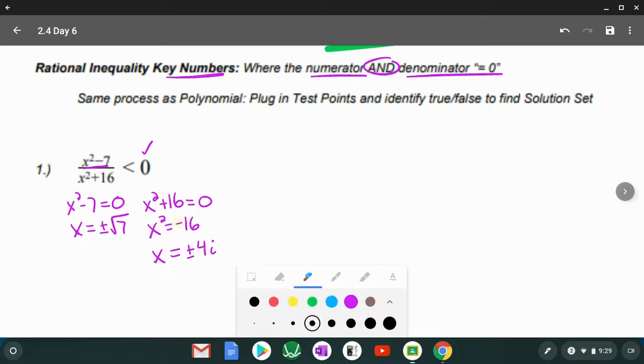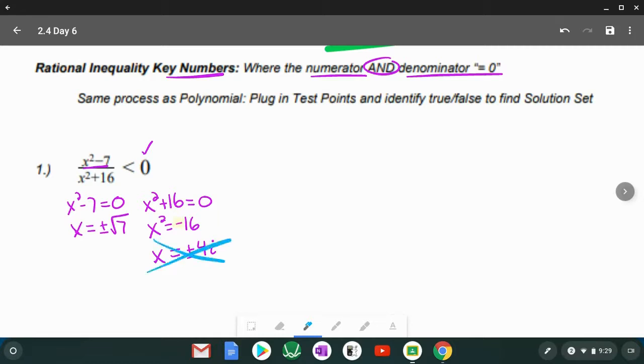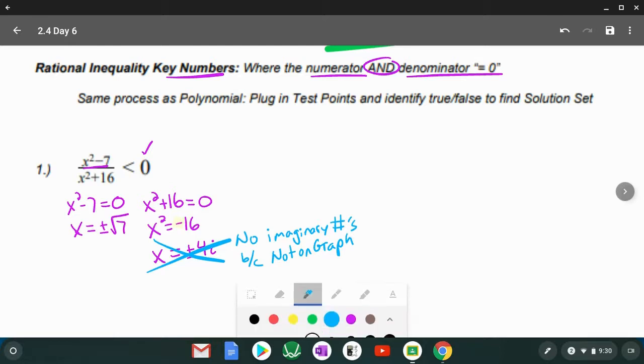Now, because we're dealing with the number line and the graphs, we do not include imaginary numbers. No imaginary numbers, because, again, if you picture it, remember yesterday when we graphed our left side of the equation and you found the x-intercepts, imaginary numbers are not on your graph. Therefore, you cannot use them as a basis for the inequality, because they do not exist in the dimension of an xy axis.